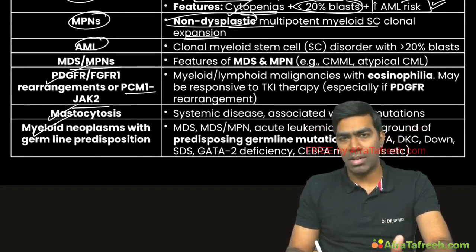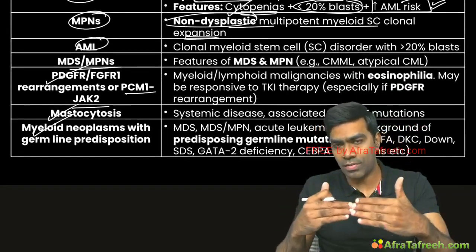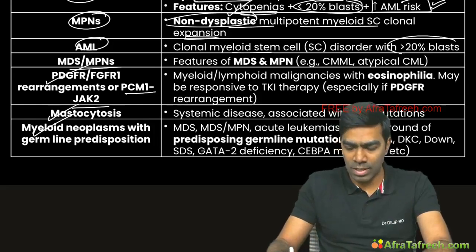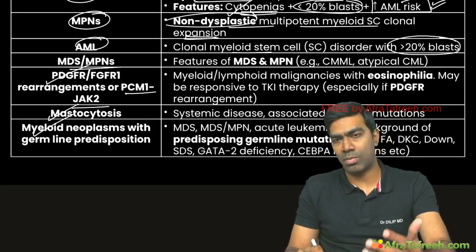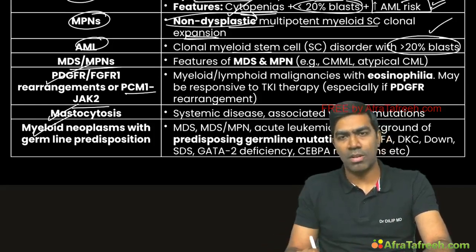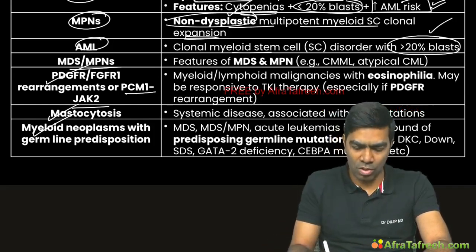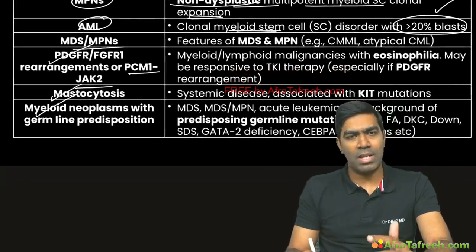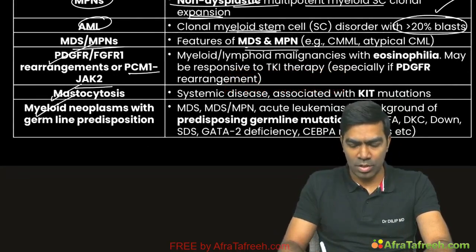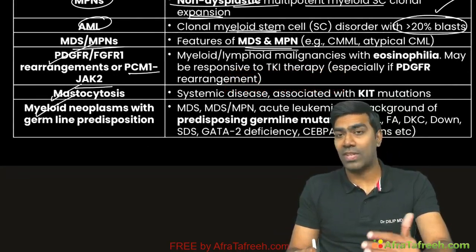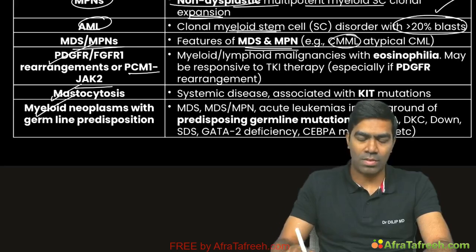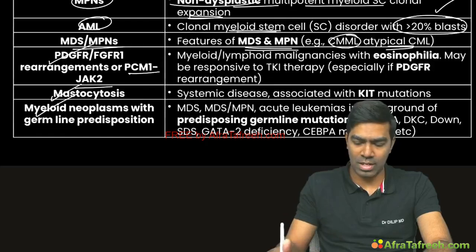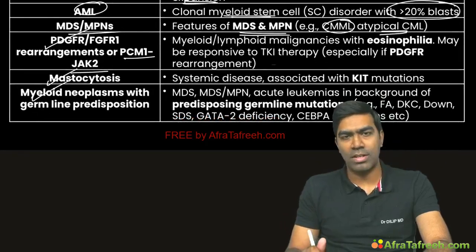So what do we mean by AML, acute myeloid leukemia? Because of the block in differentiation, block in maturation, you're going to have accumulation of these precursor cells called blasts in the bone marrow and the peripheral blood. By definition, it should be more than 20%. We discussed already. And it's also a clonal myeloid stem cell disorder. And what is MDS/MPN overlap? These patients are going to have features of both MDS as well as MPN. The best example for that will be CMML, chronic myelomonocytic leukemia, and we have another terminology called atypical CML. We'll talk about that later on.